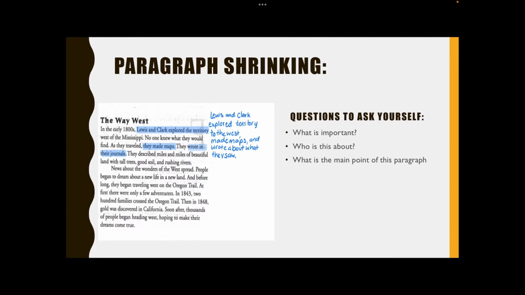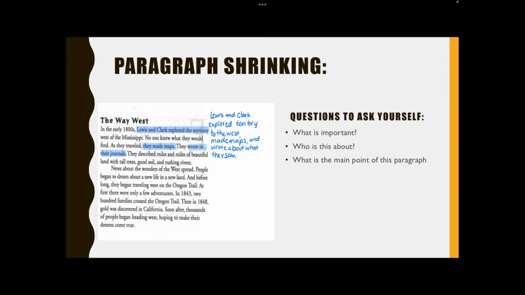All right, we're going to do the next paragraph, and as you can see, I left my completed paragraph up at the top with the sentence to the side. So together we're going to do this next paragraph and try to decide what we think is the main point and what we think we should make our sentence out of. If you look over here to the side, I have questions to ask yourself. What is important? Who is this about? And what is the main point of this paragraph?